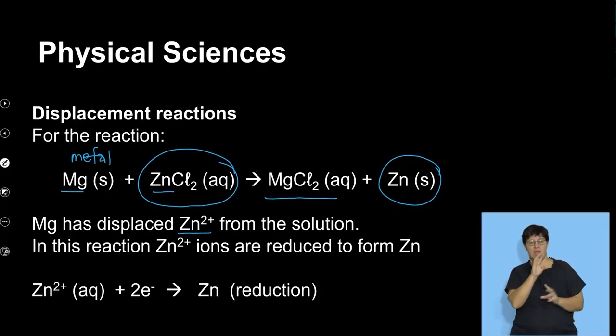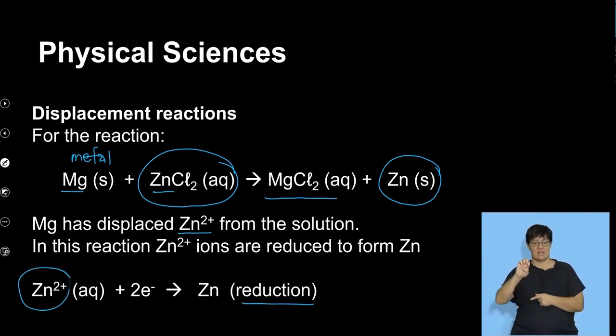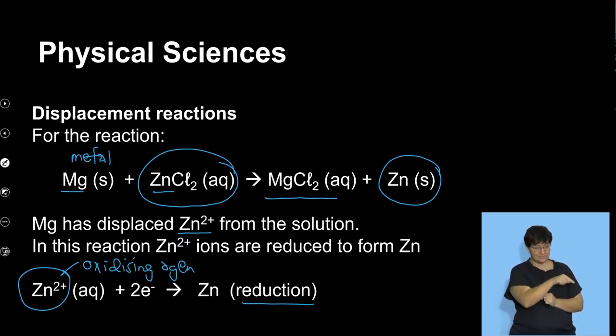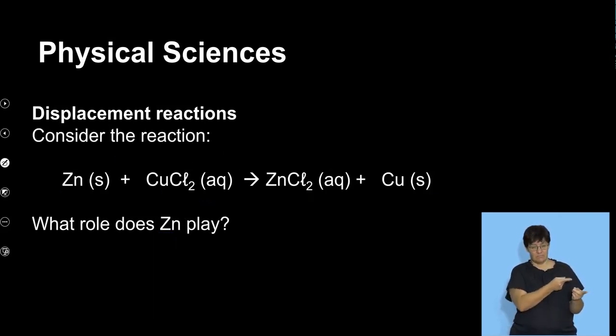Right. So the half reaction which shows the reduction is that zinc ions in solution are reduced. The process is reduction, so these zinc ions in the solution are our oxidizing agent. This oxidizing agent is the substance, or the species, the ions, that undergo reduction. All right, okay, and then let's look at this one.